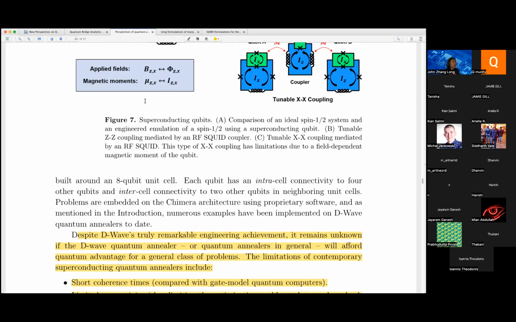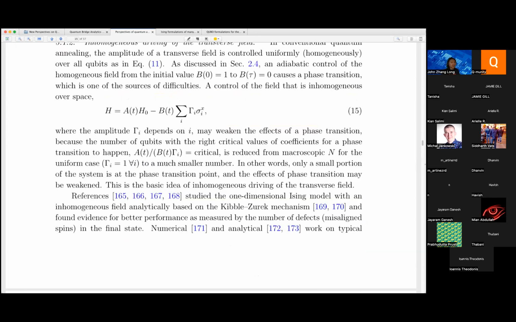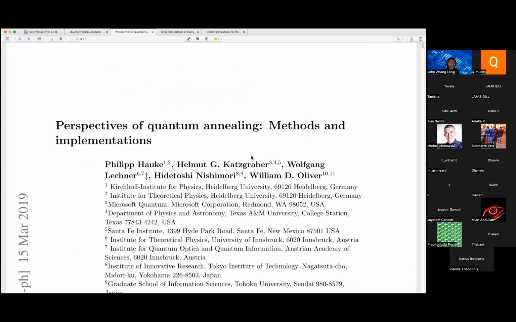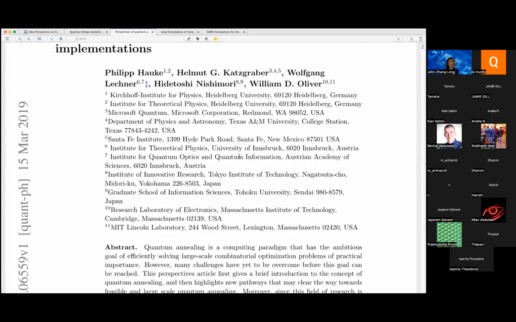This is coming from a fantastic paper. If you want to learn even more, this explains it way better than I can. Perspectives of quantum annealing. Did I steal the title for this talk from this paper? No, but I stumbled upon this today, actually.